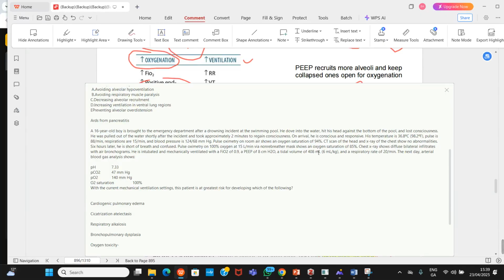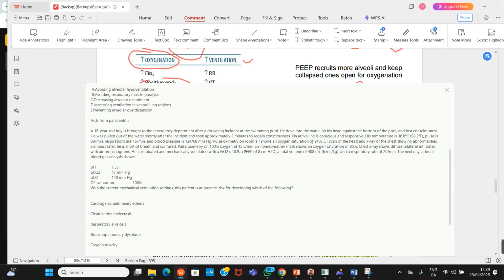Six hours after, he's short of breath and confused. Pulse oximetry on 100% oxygen at 15 liters via non-rebreather mask shows oxygen saturation at 85%. Chest X-ray shows diffuse bilateral infiltrates with air bronchograms.